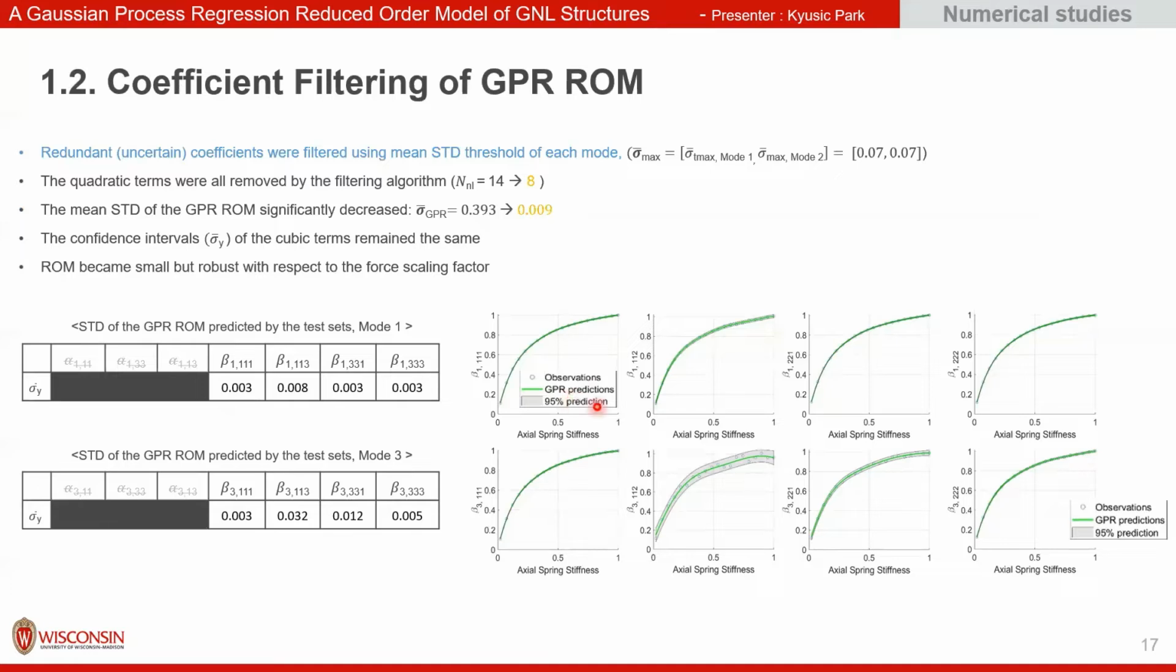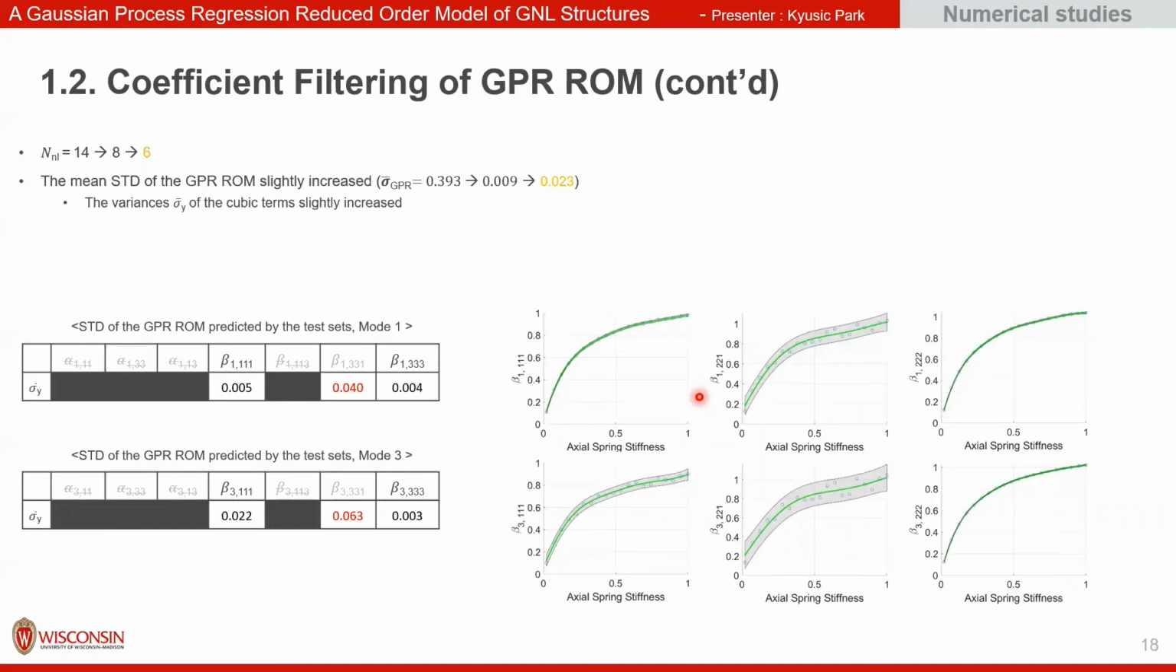Then the mean predictive standard deviation of the GPR ROM significantly reduced here, and the confidence intervals of the cubic terms remained the same, indicating that the ROM became small but robust with respect to the force scaling factor.